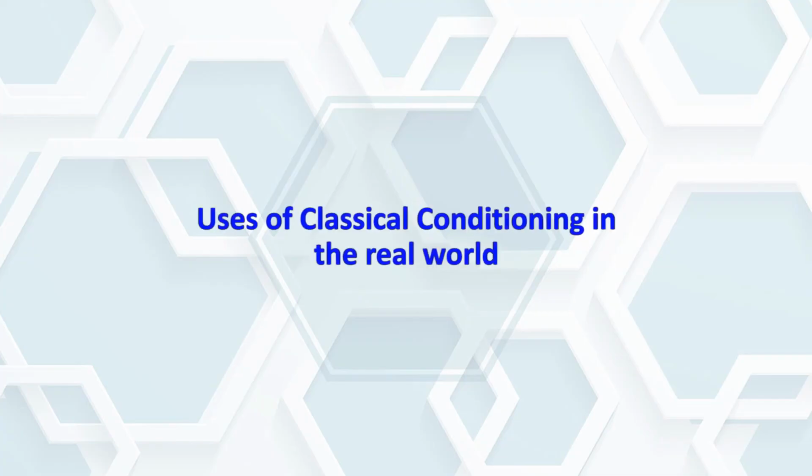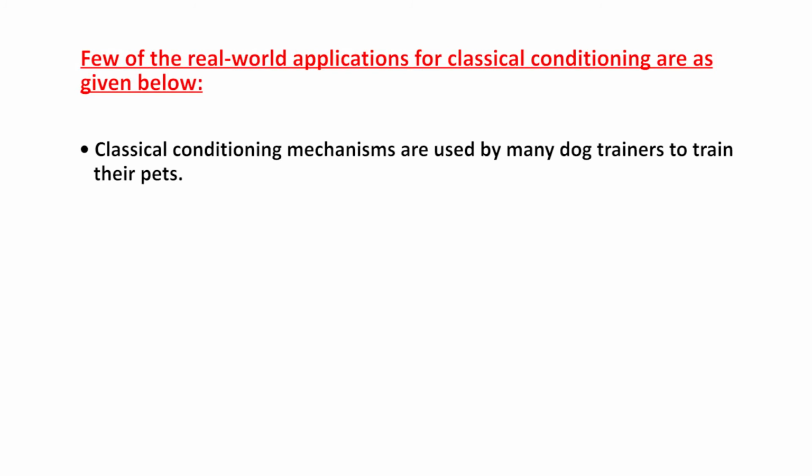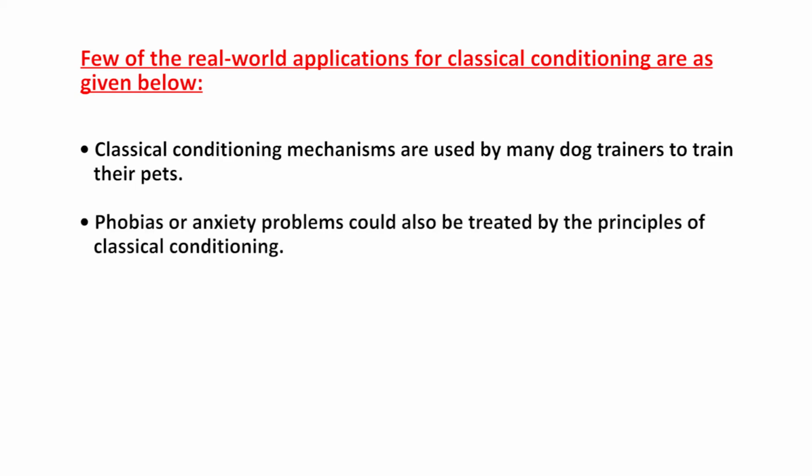Now, after understanding the concept of classical conditioning, what are its uses in the real world? A few of the real world applications for classical conditioning will now be explained to you. First, classical conditioning mechanisms are used by many dog trainers to train their pets. Phobias or anxiety problems could also be treated by the principles of classical conditioning.